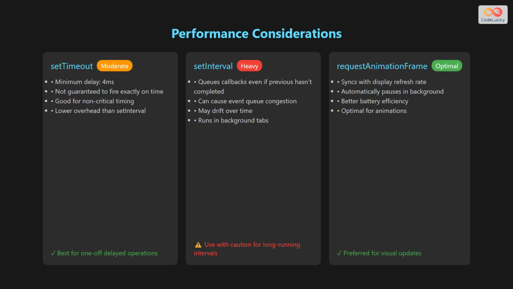requestAnimationFrame is optimal for performance, since it syncs with the display refresh rate, automatically pauses in the background, and is battery efficient. It is the preferred choice for visual updates.